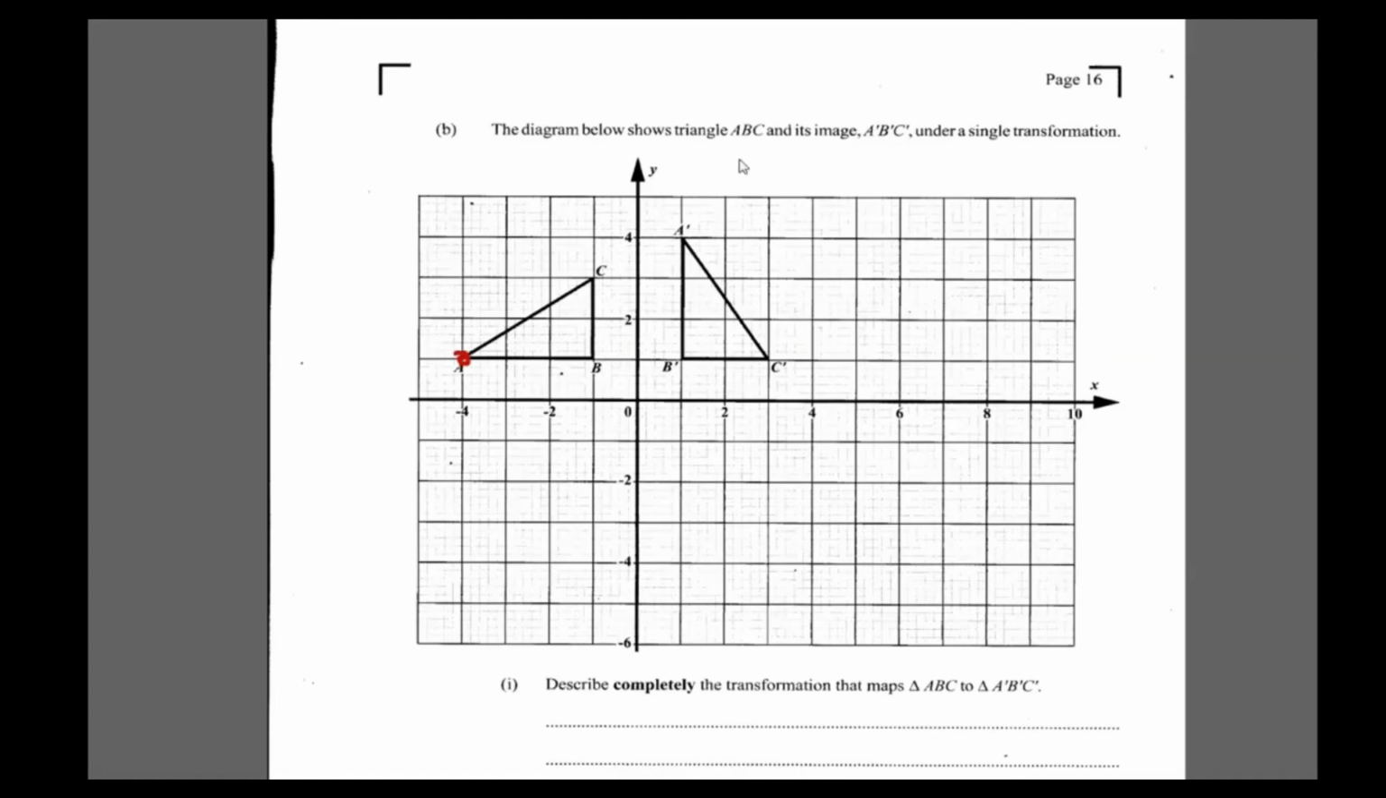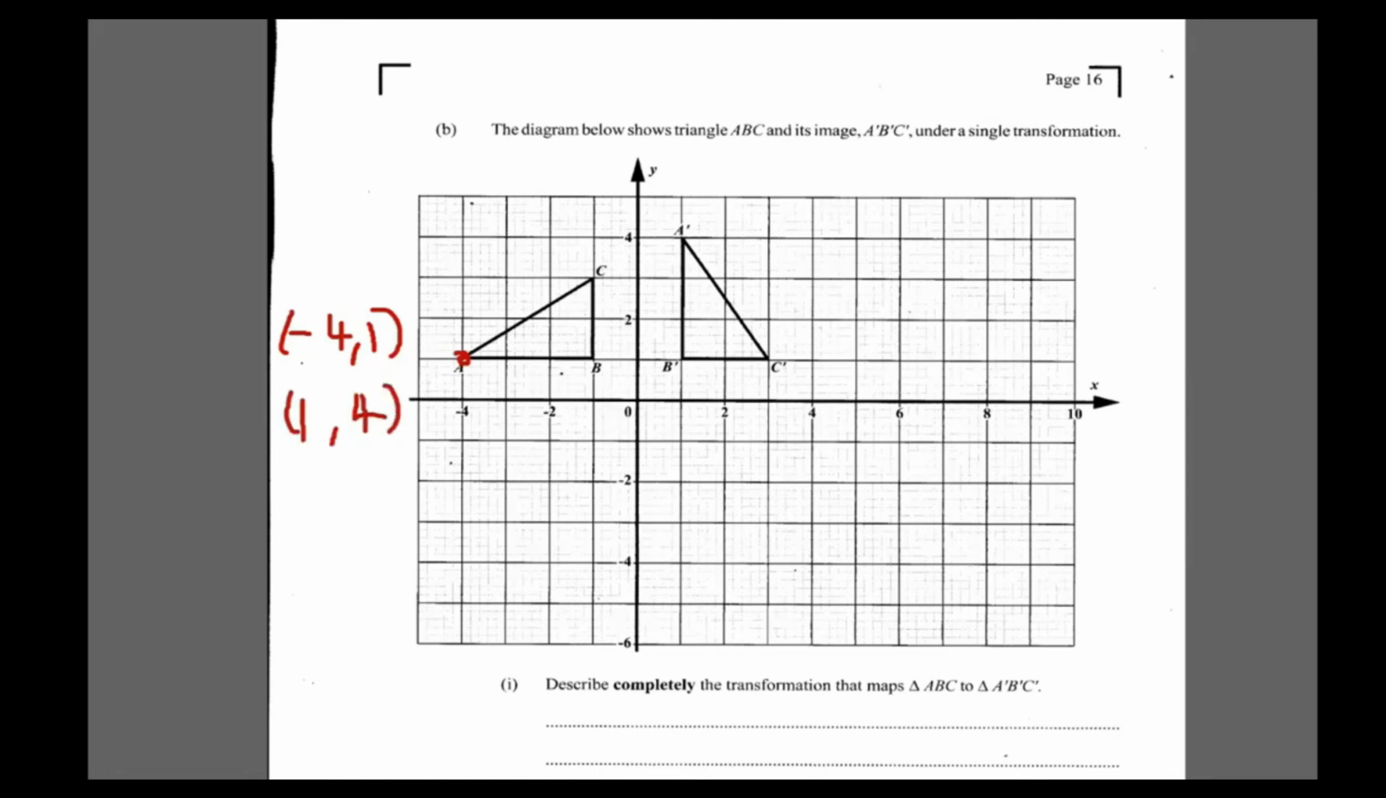Clearly it looks like a 90-degree rotation, but I don't like to speculate. I like to look at what's happening. So this is point A. Point A is -4, 1, where -4 is the x coordinate and y is 1. And then A prime is going to be 1, 4.